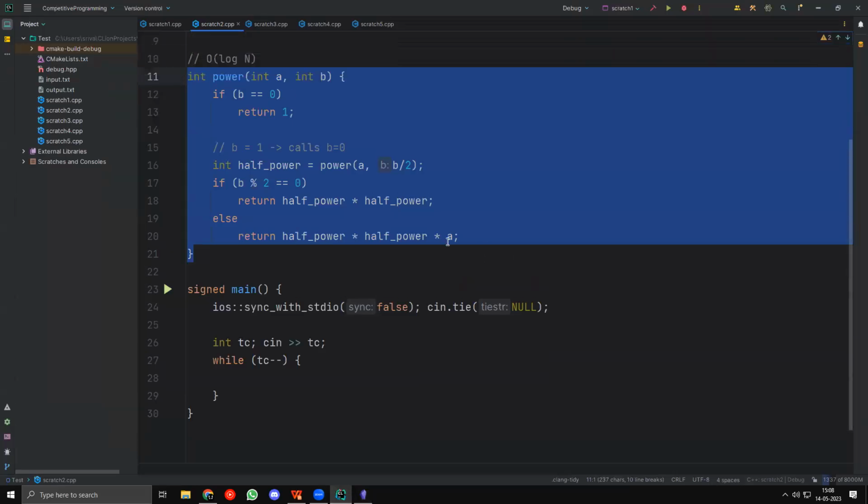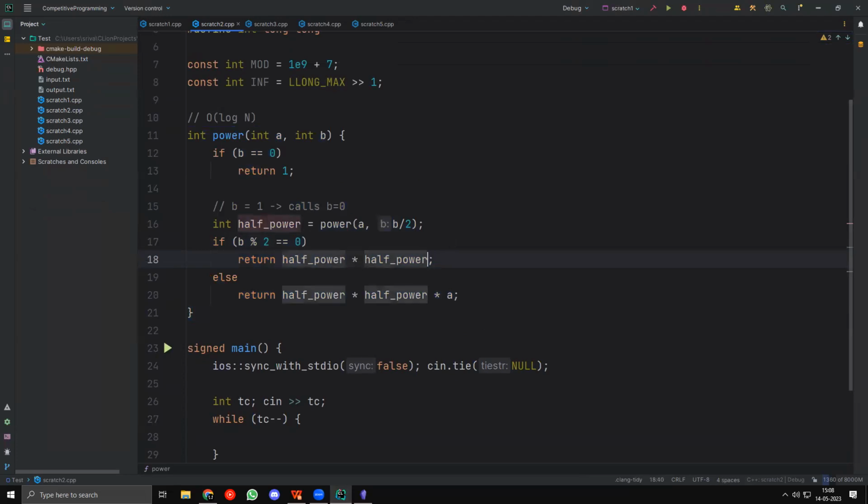Now, it's very easy to convert each of these, by the way. So here, instead of returning half power into half power, I'll just return half power into half power modulo mod. And over here, instead of returning this, I'll take modulo mod over here and modulo mod at the end as well. Right, so this is it.